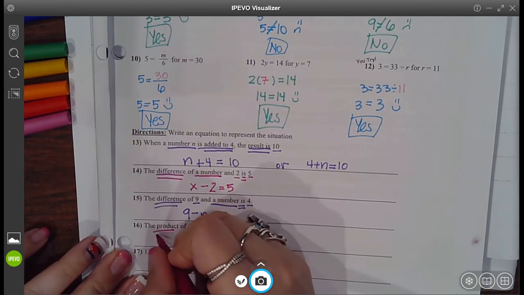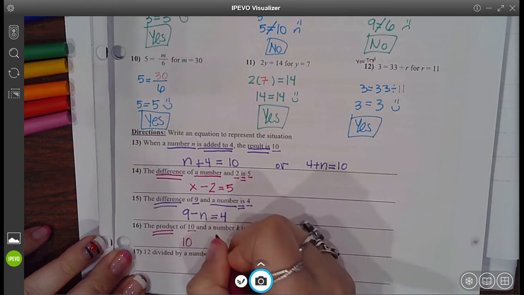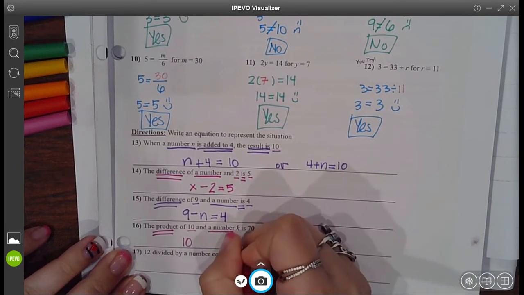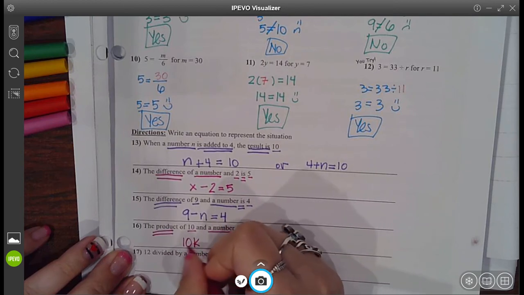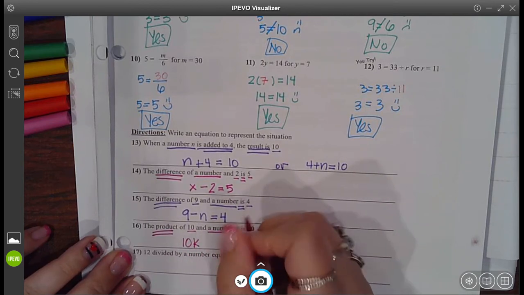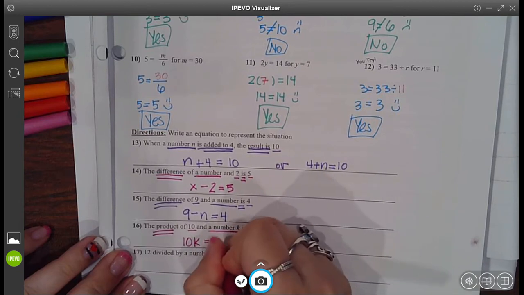Okay, the product, so I'm going to multiply. What am I multiplying? I'm multiplying 10 and a number. And the number they specify they want me to use is k. So let's use a k. And you can just have the numbers touching each other. That means multiplication. Is means equals 70.